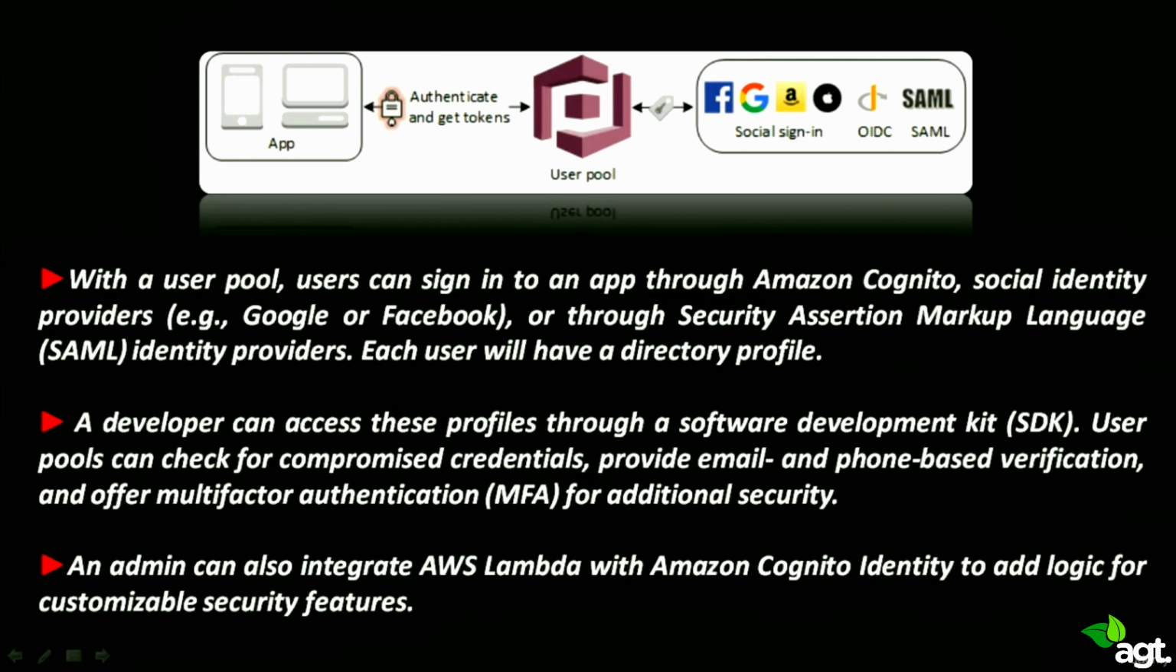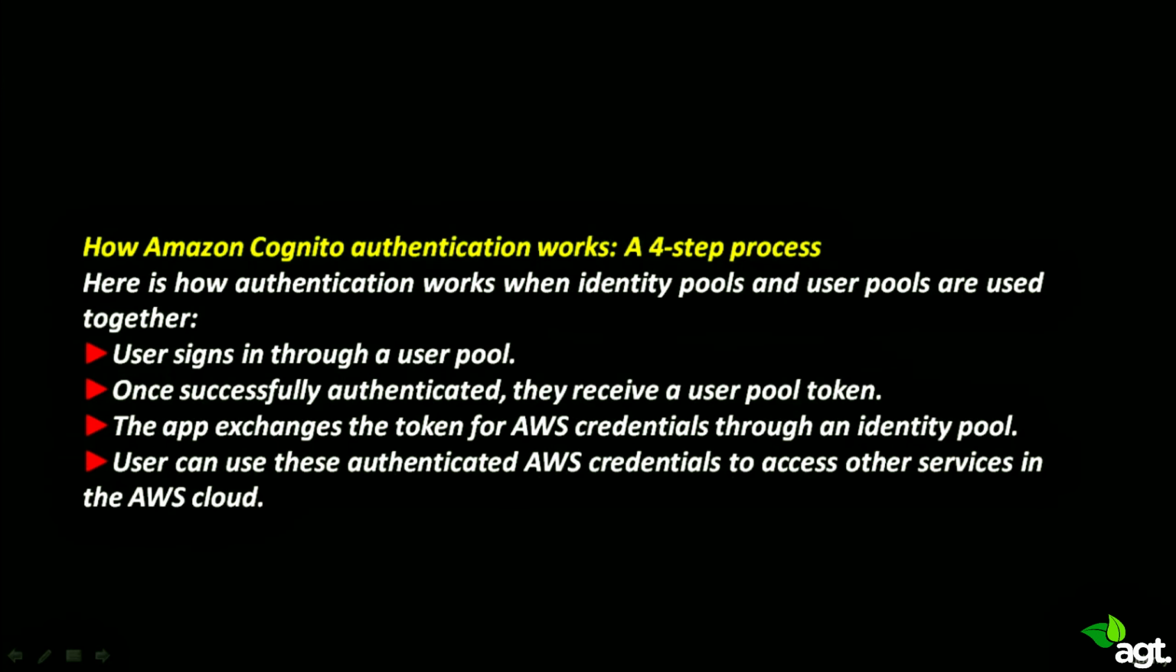An admin can also integrate AWS Lambda with Amazon Cognito Identity to add logic for customizable security features. If an organization needs to provide users with access to AWS resources, they can configure an identity pool. Identity pools are federated identities that support authentication through user pools and federated identity providers.